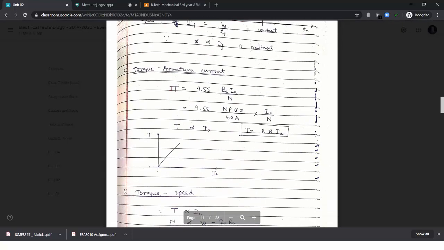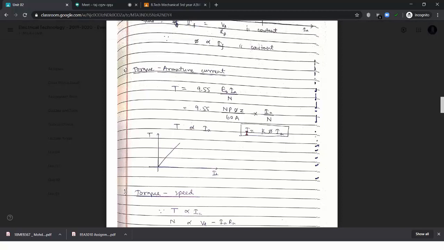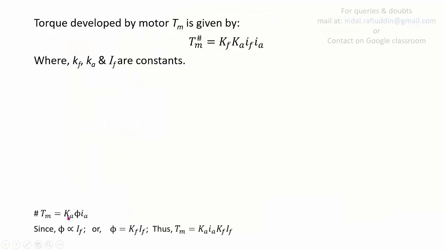When we try to obtain the characteristic for torque versus armature current, we came with the expression T equal to K phi Ia. So this is what is written over here. So you have Tm equal to Ka phi Ia, and since phi here is constant, which is proportional to If, If is constant, and flux is being produced by the current that is being fed to the field winding. Or this can be written as phi equal to Kf If, where Kf is the proportionality constant, and thus the torque can be written as, if you substitute phi as Kf If into Ka phi Ia, then what you get is Tm is equal to Ka Kf If into Ia. So this becomes Ka Ia Kf If.